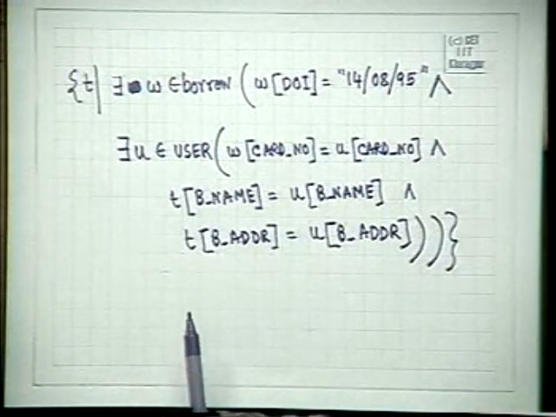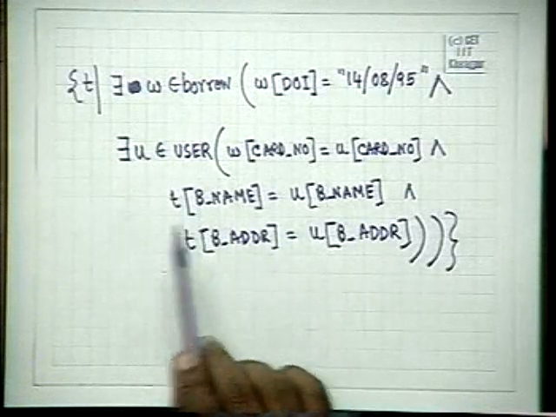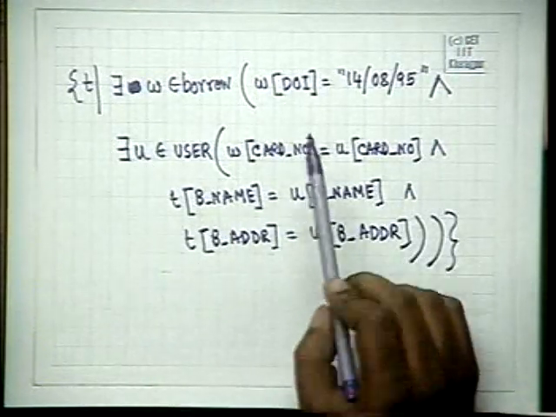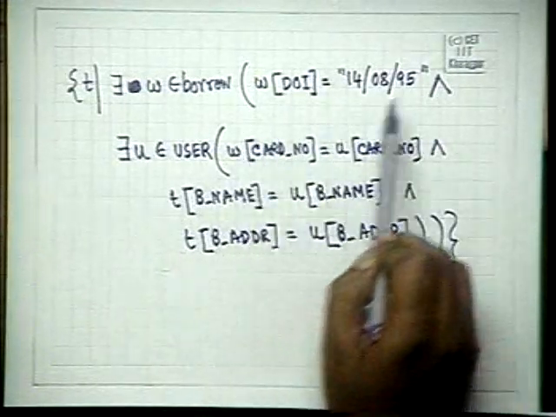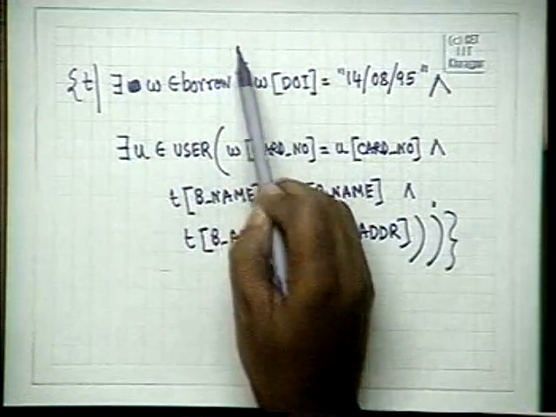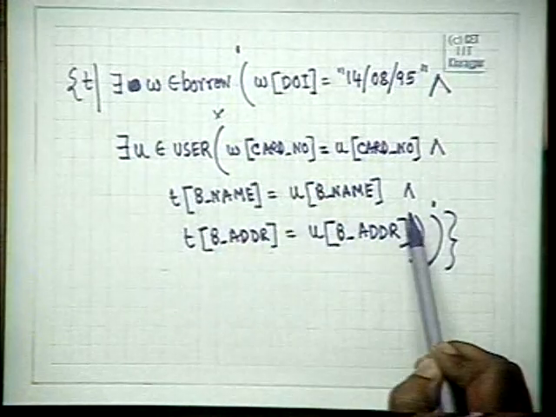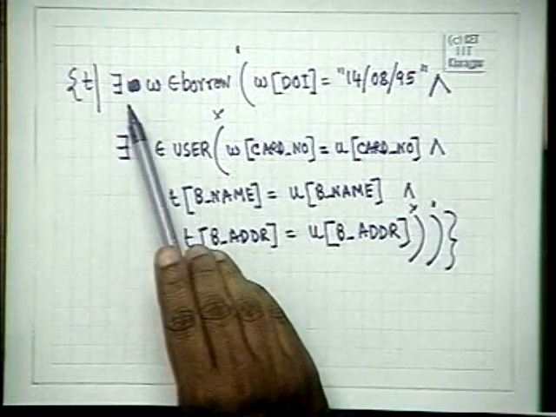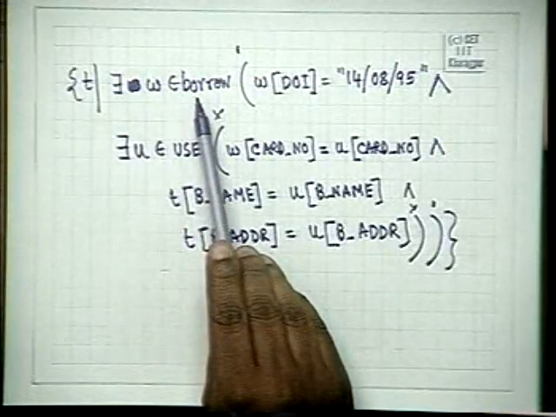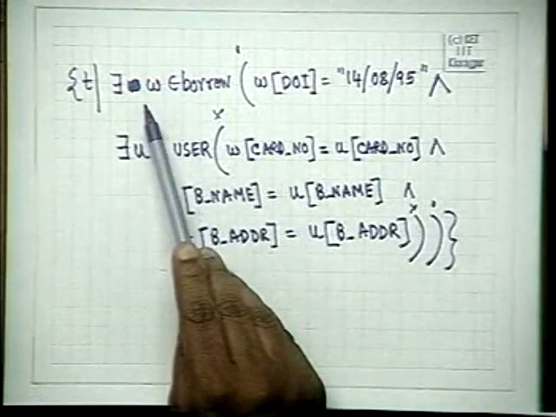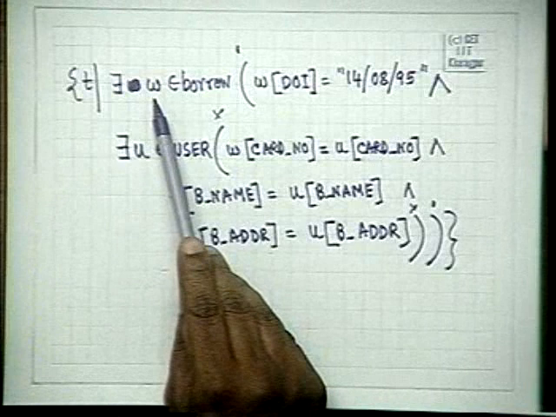Now let us pay some attention to this. This is the same as the previous query. It gives you the same result. Now this bracket corresponds to this bracket and this bracket corresponds to this bracket. Therefore, when W has been selected here, inside this W corresponds to the W which has already been selected.